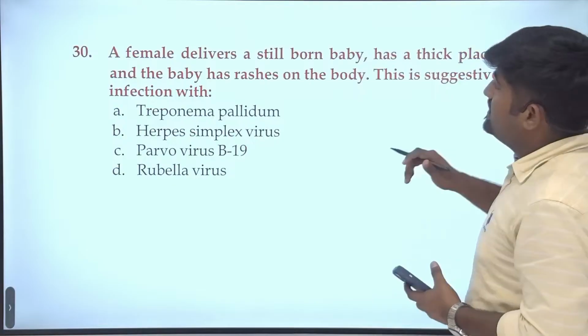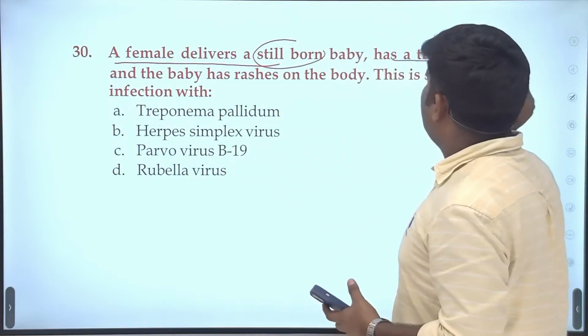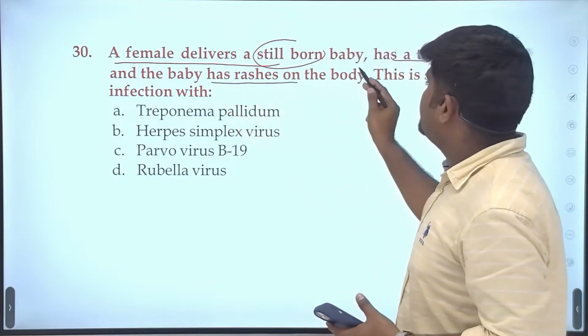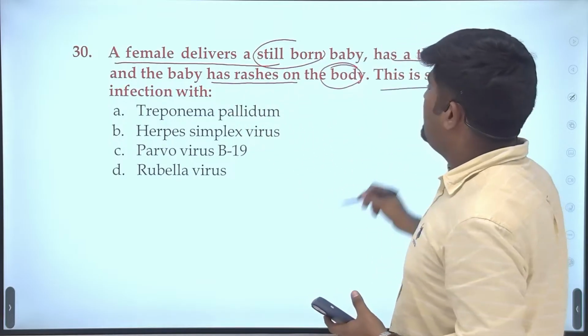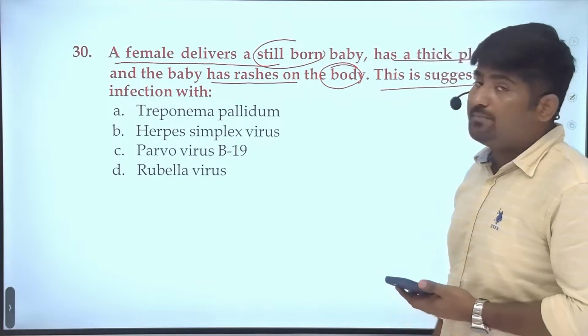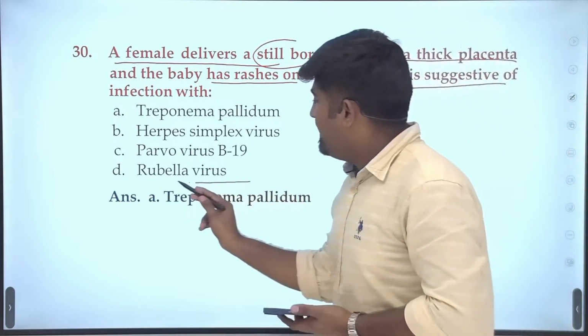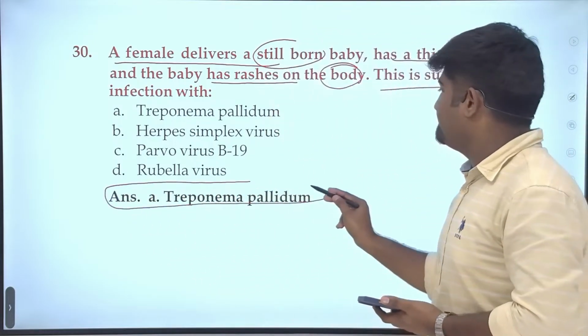Correct. A patient delivers a stillborn baby with a thick placenta and the baby has rashes on the body. This is suggestive of which infection? Come on, tell me. Easy question. Treponema pallidum. Okay.